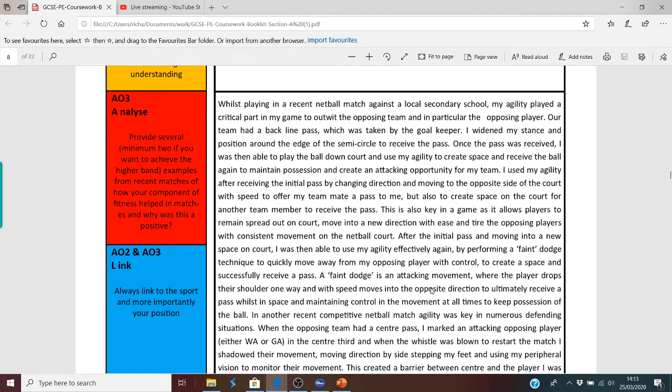We're starting to now say why it's important. We're starting to look at the information that we've got: why is that mattering? Why is it even important to our netball?